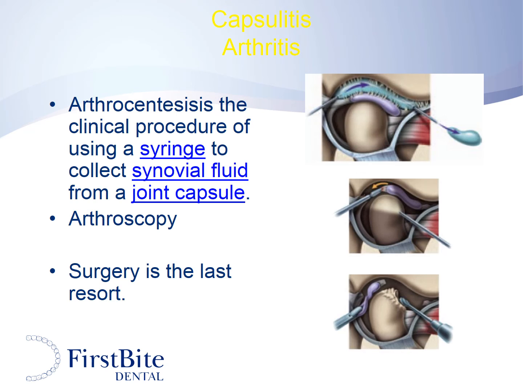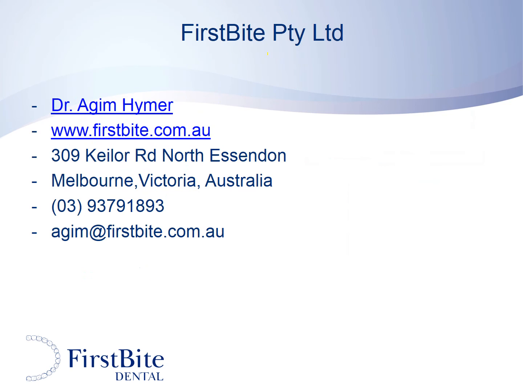Otherwise, we start looking at a more surgical kind of approach, and there's arthrocentesis, which is the clinical procedure of using a syringe to collect fluid from the joint capsule. There's arthroscopy to go in there and look at the disc, and then there's surgery to recreate the disc and the condylar head, again with this not being an exceptionally successful procedure. So it's normally the last resort.